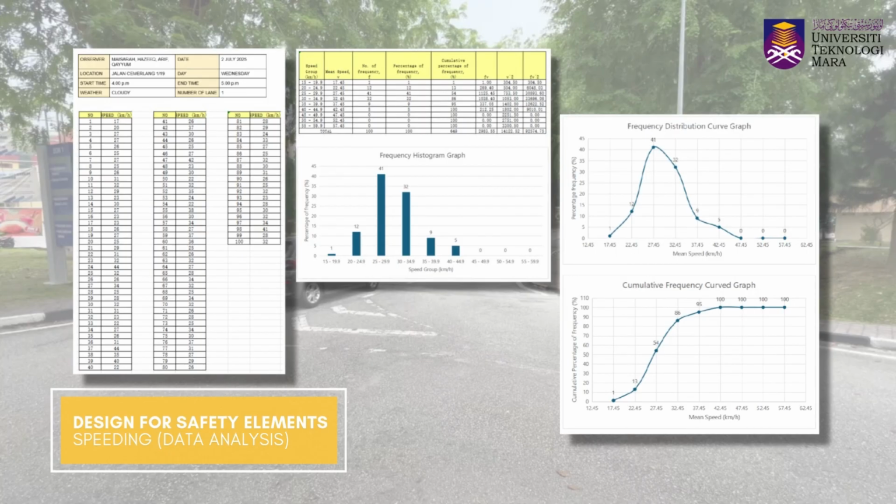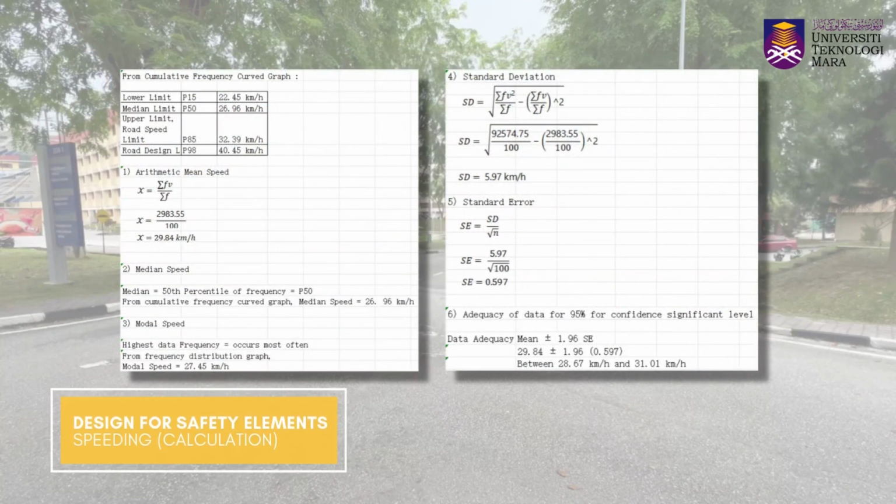For the data analysis, we collected 100 samples of vehicle speed at Jalan Cemerlang 1/19. The table consists of the speed group, mean speed, number of frequency, percentage of frequency, cumulative percentage of frequency, and the multiplication and summation of the data. From the data table, a frequency histogram graph was produced for the speed group and its percentage of frequency. Then, the frequency distribution curve graph was also produced, and lastly, the cumulative frequency curve graph. For the calculation, based on the cumulative frequency curve graph, we are able to determine the percentile of speed such as the lower limit, median limit, upper limit, and the road design limit.